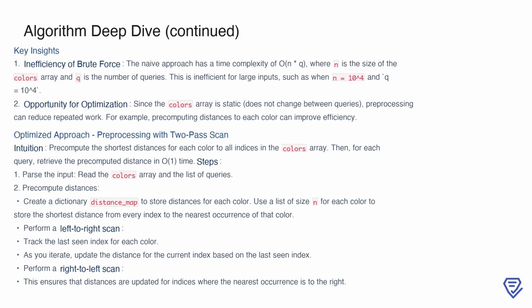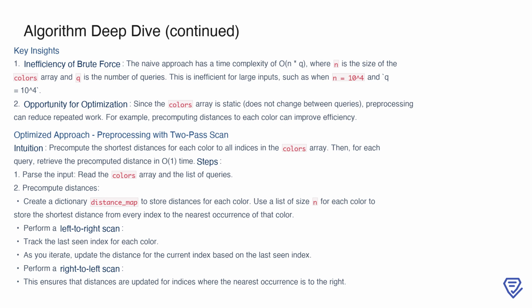By pre-processing the array, we can reduce the repeated work and improve efficiency. The optimized approach involves pre-computing the shortest distances for each color to all indices in the array. This allows us to answer each query in constant time. The pre-processing begins by creating a dictionary called distance_map. This dictionary stores the shortest distances for each color as a list, where each index corresponds to the distance to the nearest occurrence of that color.